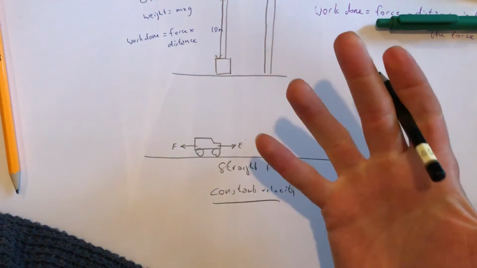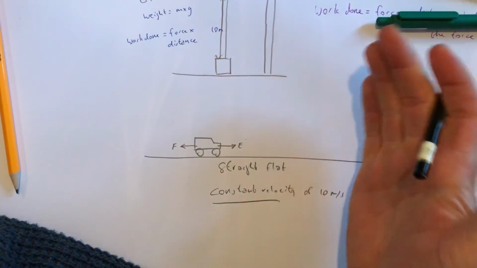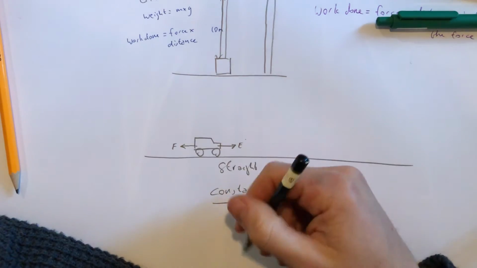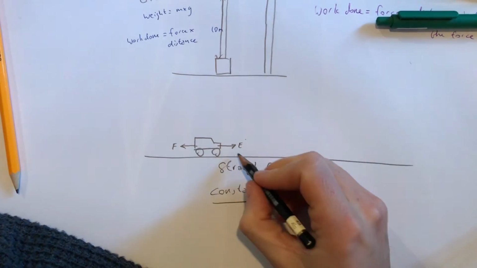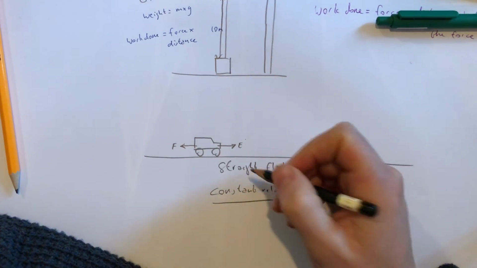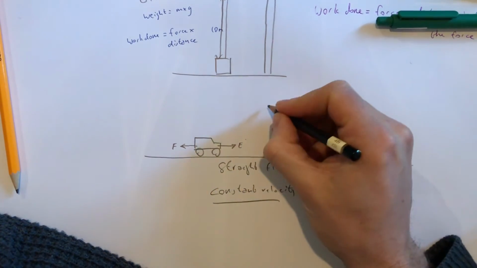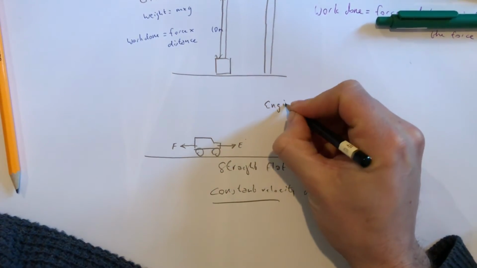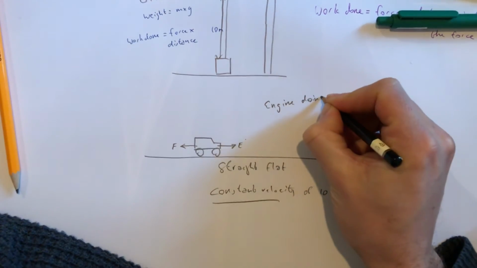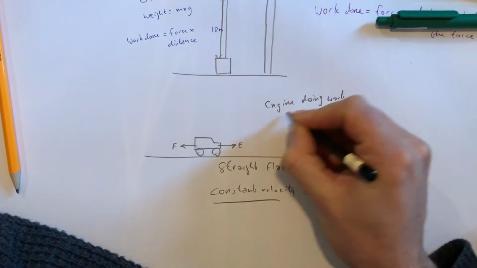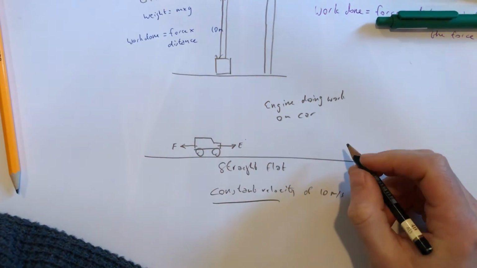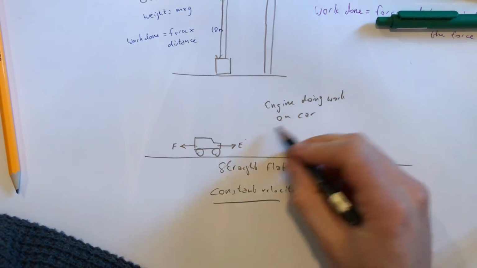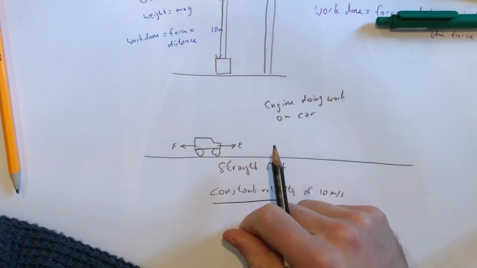Now, if you've ever been physically moving, which I'm sure you have, you will know that we need to keep using energy to stay at that speed. So the engine must be producing some amount of energy. The engine is doing work on the car. So what we want to think about is how do we find out how much work the engine's actually doing on the car?